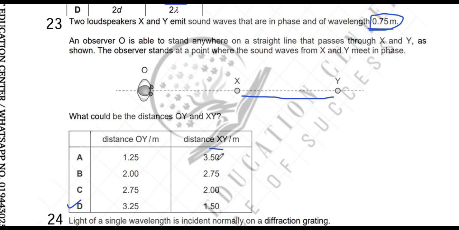So if you divide this distance XY, it should give a whole number. If you divide 3.5, it doesn't. 2.75, it doesn't. 2, it doesn't. But only 1.5 divided by 0.75 gives a complete whole number, that is 2 complete waves. It means this is the correct option. That's why the answer is D.